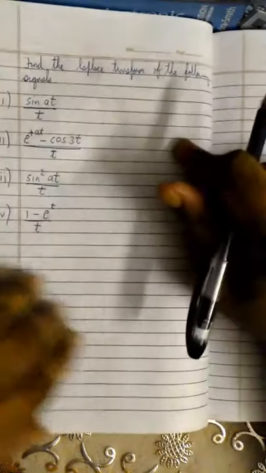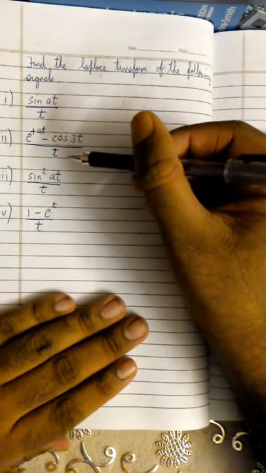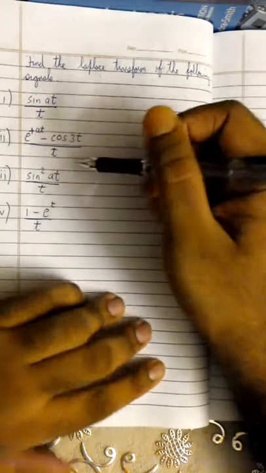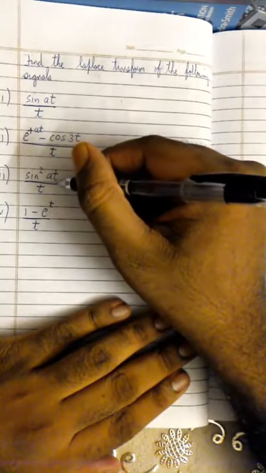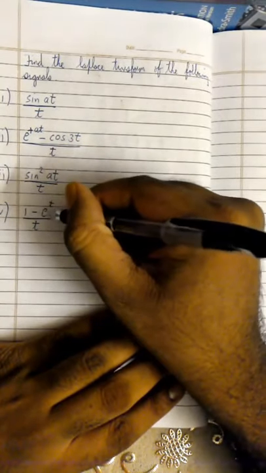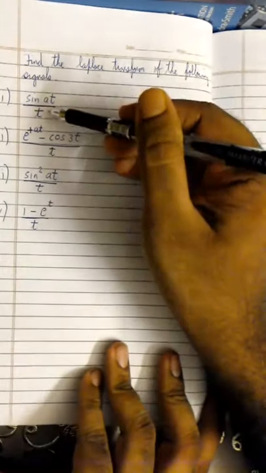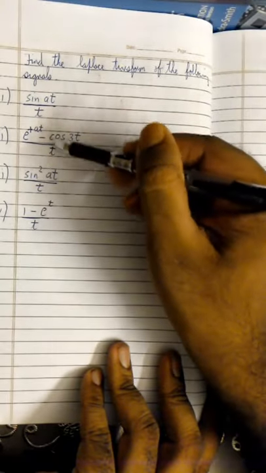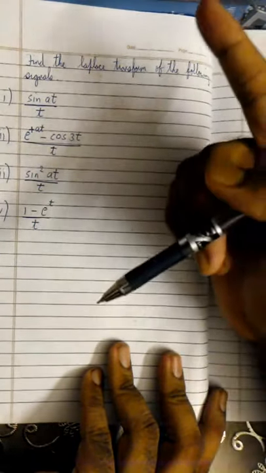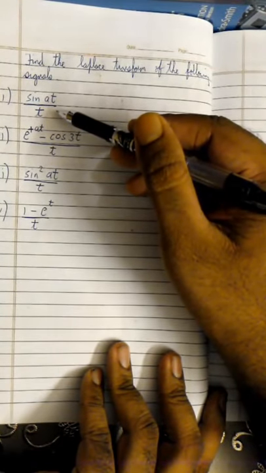Find the Laplace transform of the following signals. First question is sin at by t. Second question is e raised to plus at minus cos 3t. Third question is sin square at by t. And the fourth question is 1 minus e raised to t by t. If you see these kinds of questions, that means there is a t in the denominator. Immediately you should understand that you need to apply the frequency integration theorem. So let's do the first question.